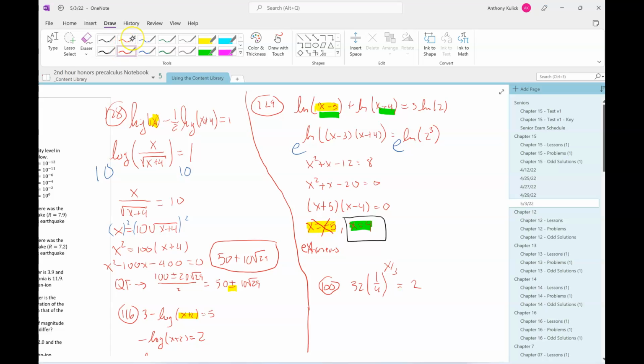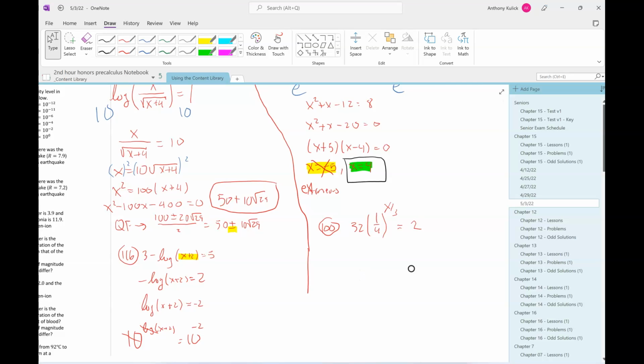Okay. Here we go, Maddie. 132 times 1/4 to the x over 3 equals 2. What do you want to do first? I'll divide 32 by something I found on the other side as well. Okay. All right. Now what? And then, don't you want to do something with the fraction that you got? With the 1 over 16? You can do it that way, sure.